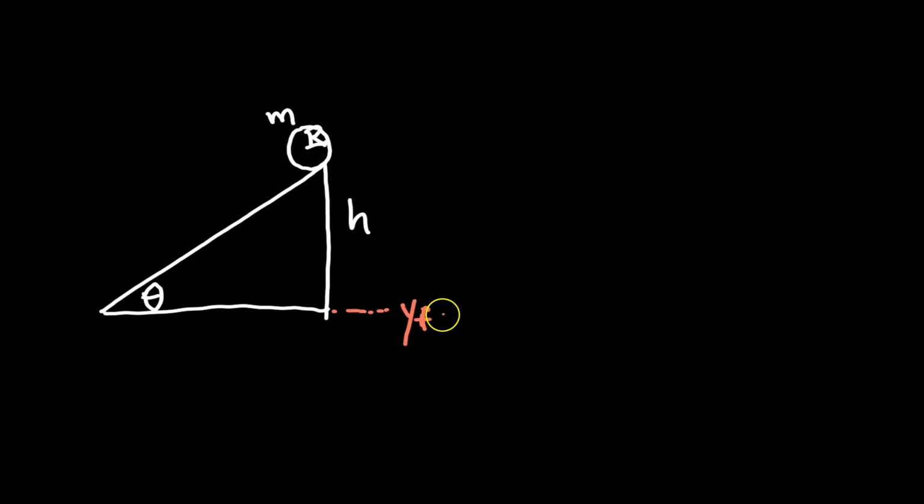Next, we're going to look at a rolling without slipping problem. A rigid object of mass m, radius r, and rotational inertia I rolls without slipping down a ramp with a height of h. Find its speed at the bottom. We're going to set the bottom of the ramp as our reference height, or our zero level. So yf is equal to 0, and the top of the ramp yi is equal to h.